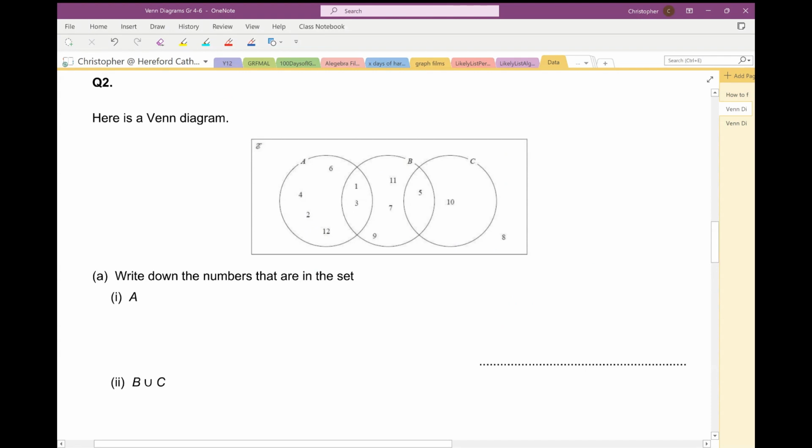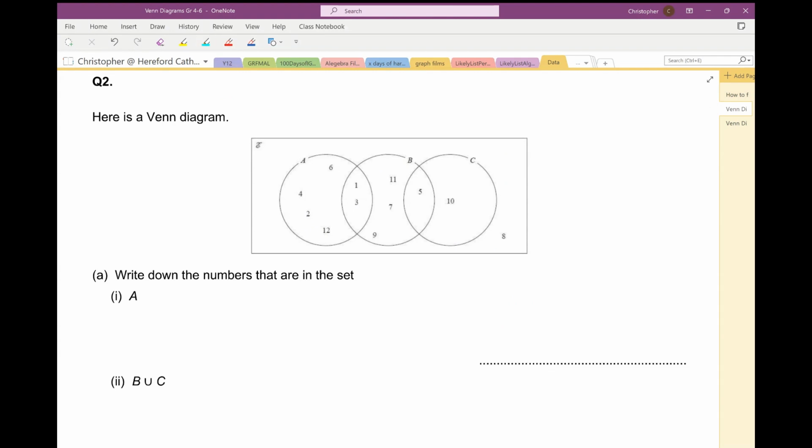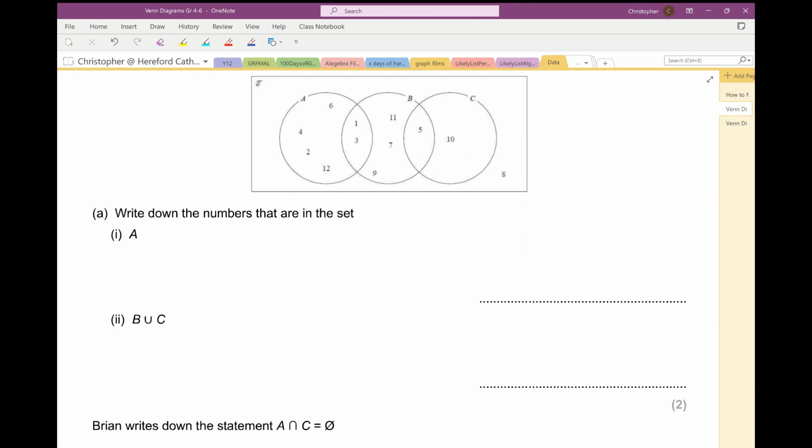Question 2. Here is a Venn diagram. Write down the numbers which are in set A. Well, here's A. It's all of these numbers. So those are the numbers that I need to list. Those are the members of set A. So I've got 4, 2, 12, 6, 1, and 3. I know that 1 and 3 are also in B, but that doesn't stop the fact that they are in A. So that's my answer for that question.